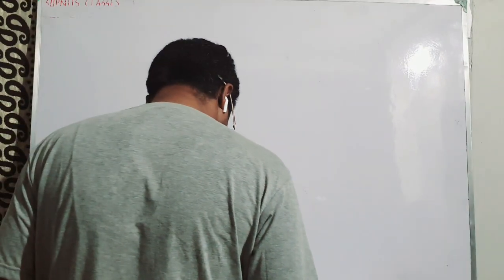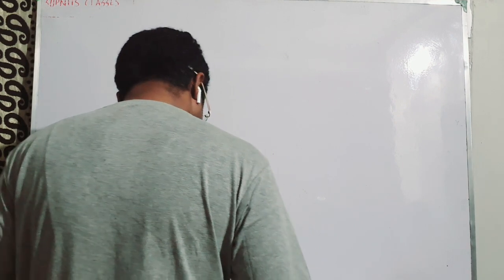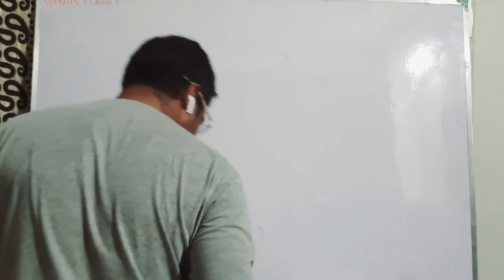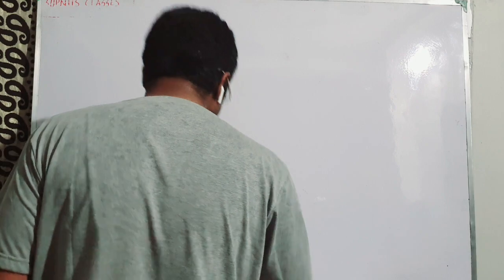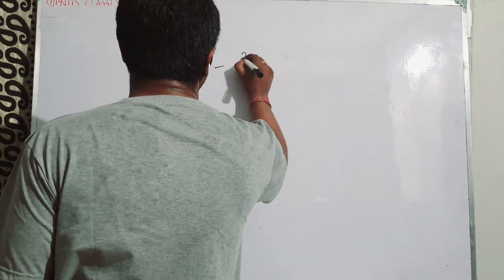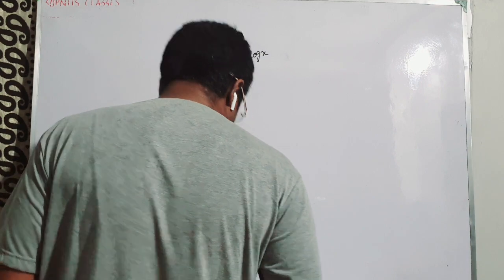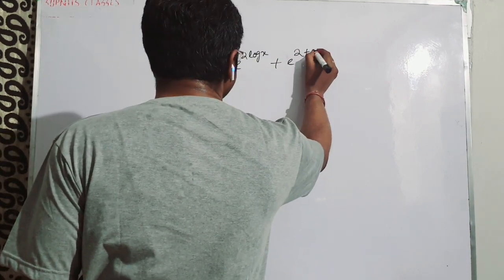So you can do this one: 2 log x base 3 minus e to the power 2 log x. Nice problem, very nice. 2 log x plus e to the power 2 plus x.